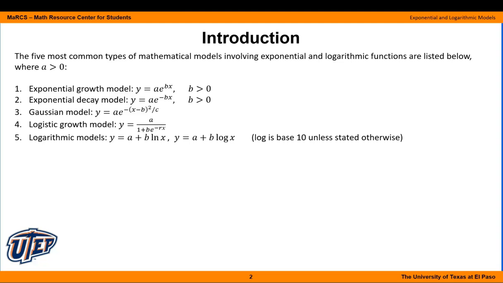The third is the Gaussian model. This model is often used to represent normally distributed data and produces the familiar bell-shaped curve. The fourth is the logistic growth model. Unlike exponential growth, logistic growth eventually slows and approaches a maximum value. And finally, we have logarithmic models. These models increase rapidly at first and then grow more slowly over time. In the next slide, we'll look at the basic shapes of each of these graphs.